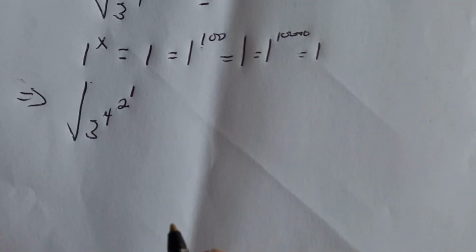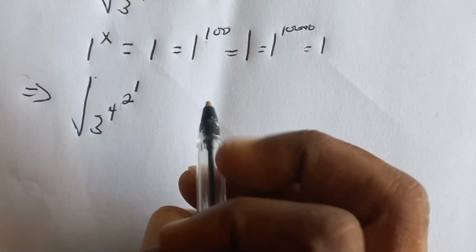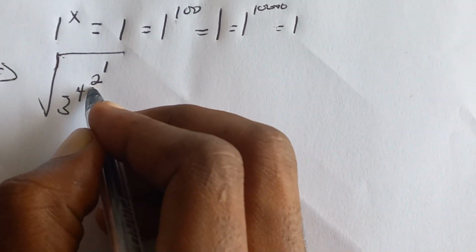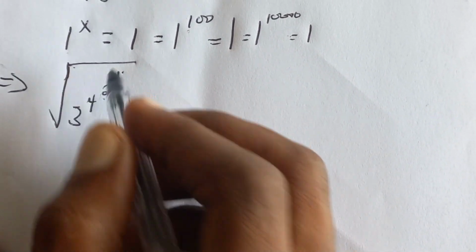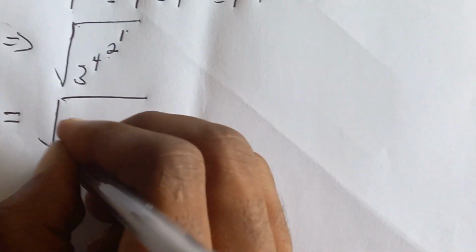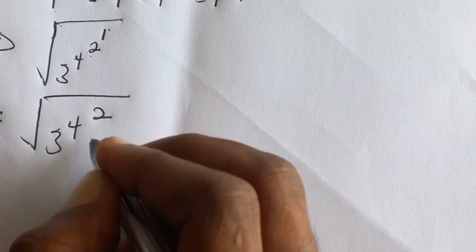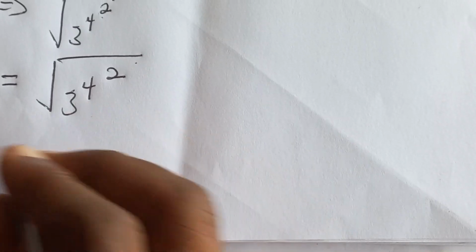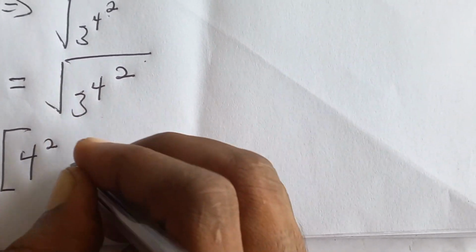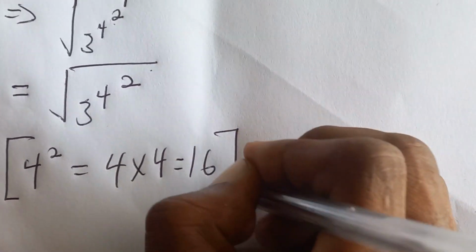So 1 exponent x is the same as 1. So we get this. Now 2 exponent 1 is the same as 2. So we are going to get root of 3 exponent 4 exponent 2. Now, 4 exponent 2 is the same as 4 multiplied by 4, and it's equal to 16.